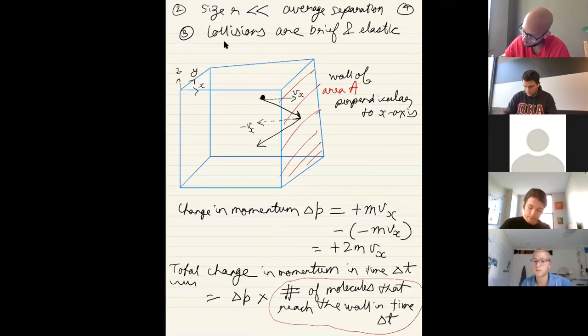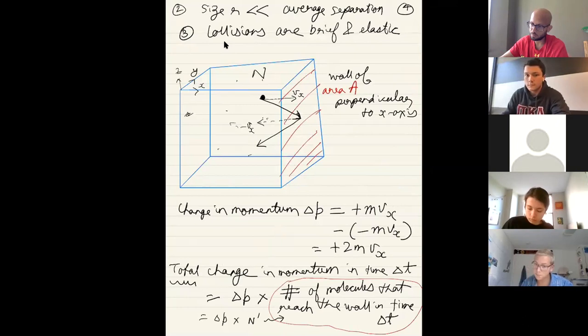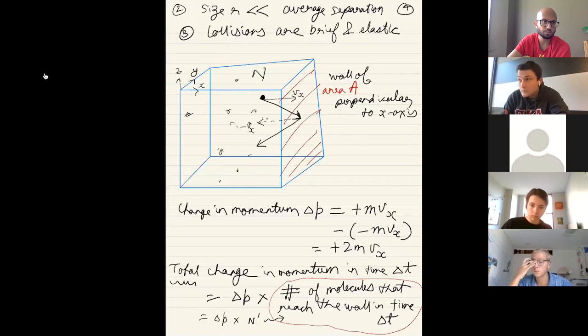Let's say this thing that we are going to try to figure out is n prime, right? Total, we had the total number of molecules in this box as some n, but not all of them are going to be reaching the wall in time delta t, right? If you make delta t smaller, n prime will become even smaller. If you make delta t tend to 0, n prime will tend to 0.